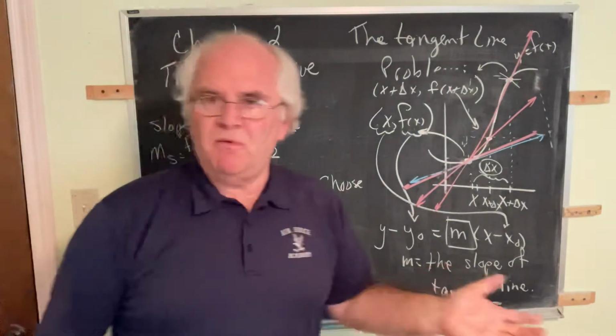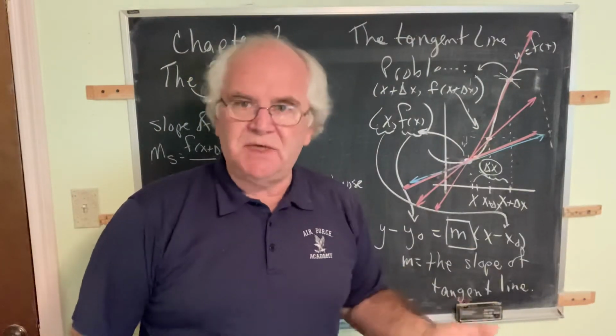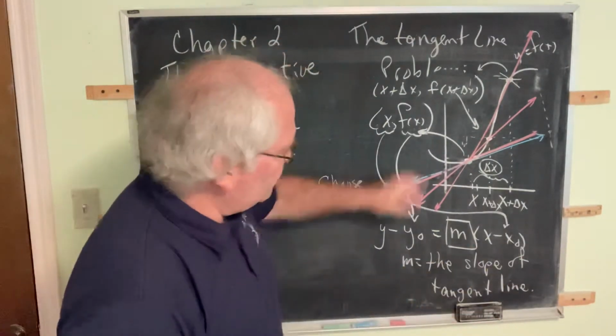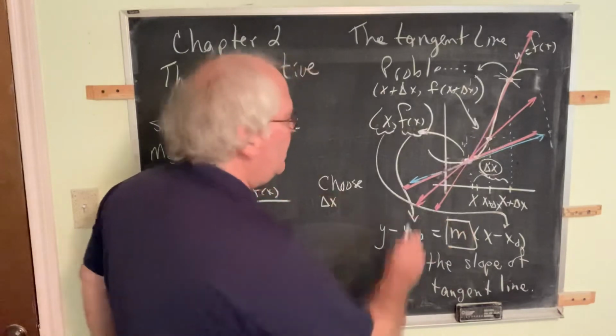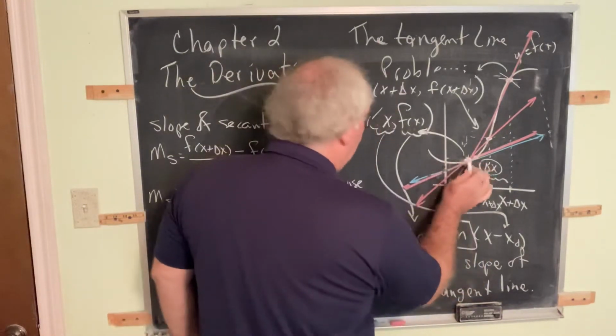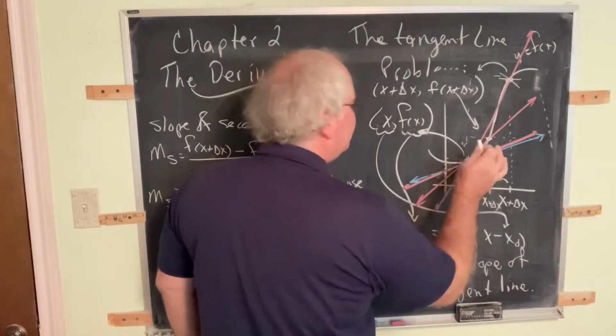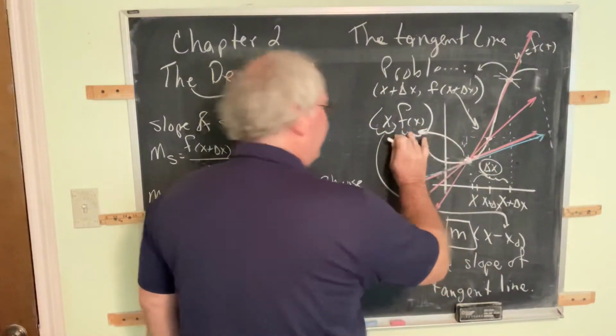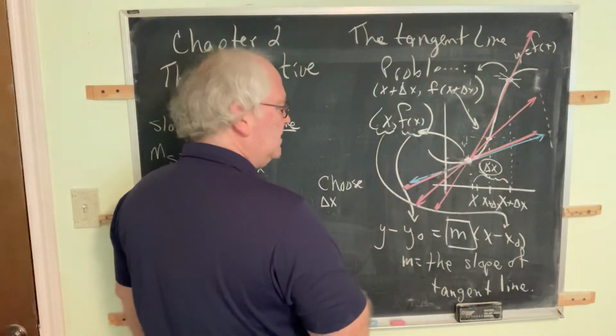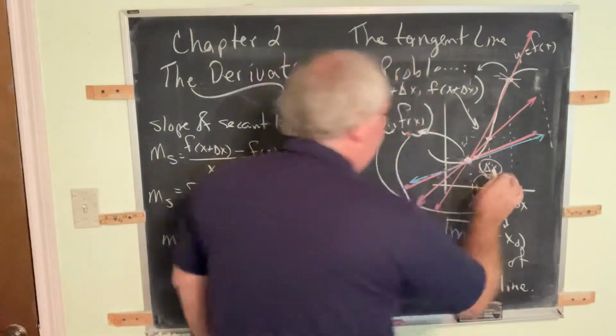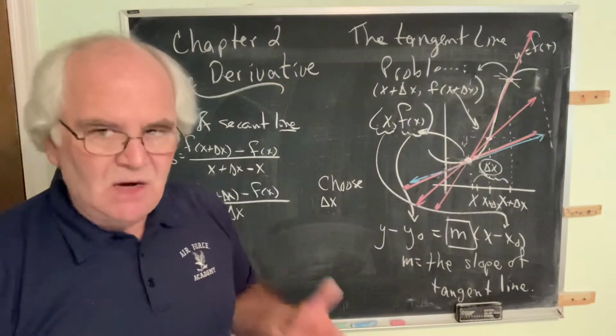Well, a person might say, why don't we just throw the whole thing out? Why don't we just choose delta x to be zero? Well, if we choose delta x to be zero, then we no longer have two points. We have only one point, and we cannot find the slope of the lines. And so we require delta x to be greater than zero. It cannot equal zero.